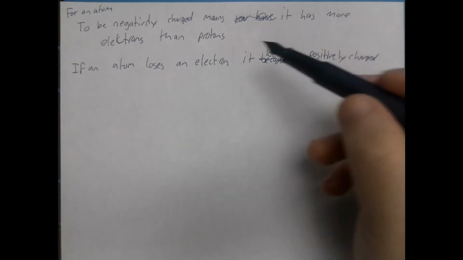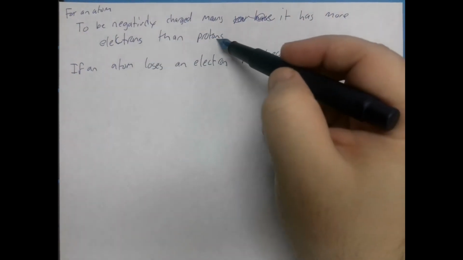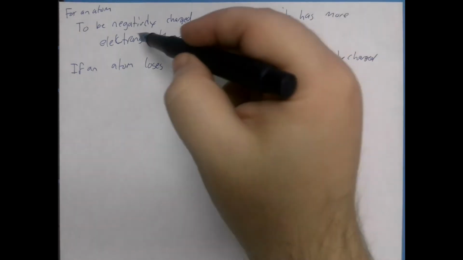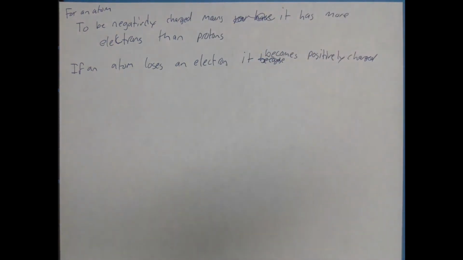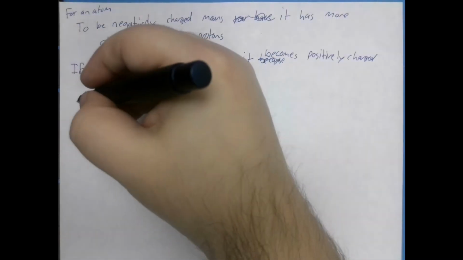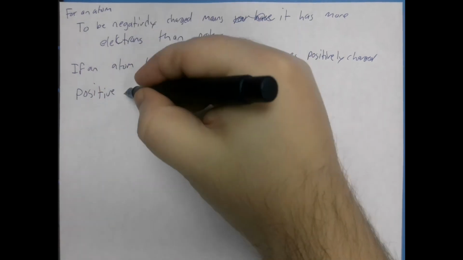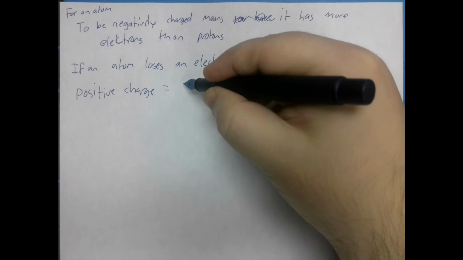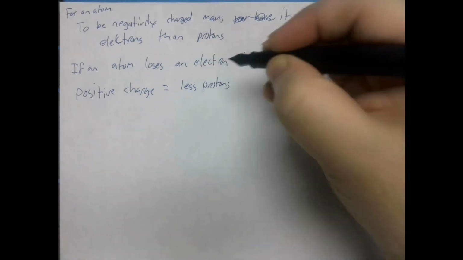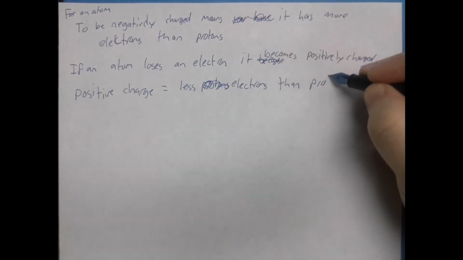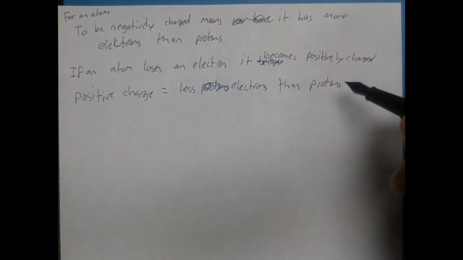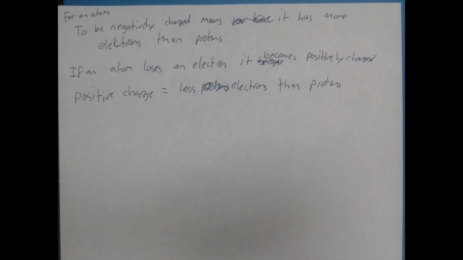So for an atom to be negatively charged just means it has more electrons than protons. And for it to be positively charged means it has fewer electrons than protons. So positive charge is fewer electrons than protons. It's not really being attracted to the proton, it's being attracted to a positively charged atom.